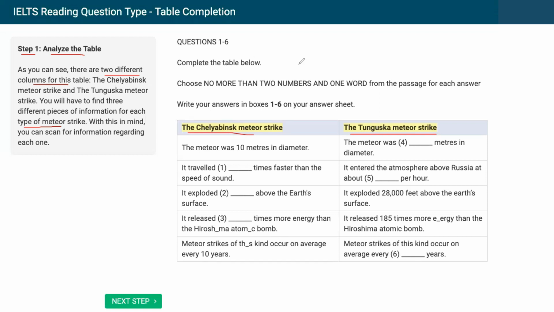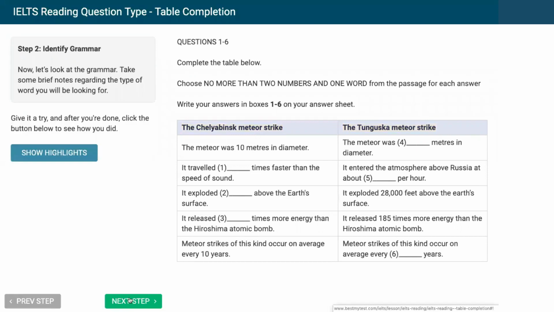And this step also allows us to see the theme that's present in our reading. We'll be looking at meteor strike, so it's quite scientific, and we're already introduced to the topic. Okay, so that just about satisfies step 1. I'll go ahead and clear our screen so that we can go to the next step, step 2, everybody's favorite, identifying grammar. All right, we're going to look at the grammar and take some brief notes about the type of word we will be looking for.